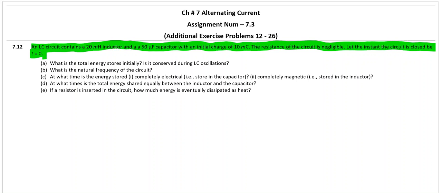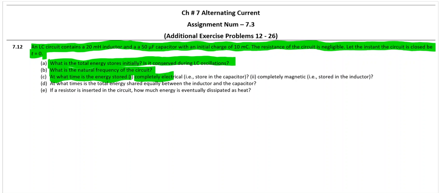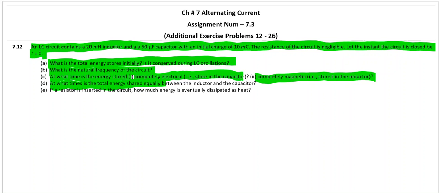And with this situation, we have several questions given. What is the total energy stored initially? Is it conserved during oscillations? What is the natural frequency of the circuit? At what time is the energy stored completely electrical, that is in the capacitor, and completely magnetic, that is stored in the inductor? At what times is the total energy shared equally between inductor and capacitor? If a resistor is inserted in the circuit, how much energy is eventually dissipated as heat? So a bit lengthy question but not difficult.